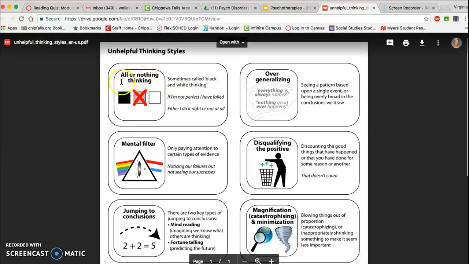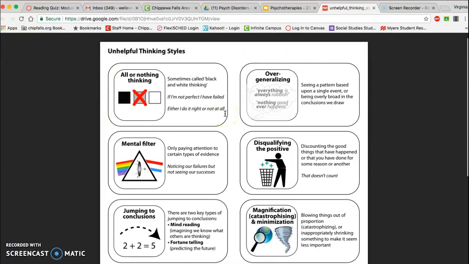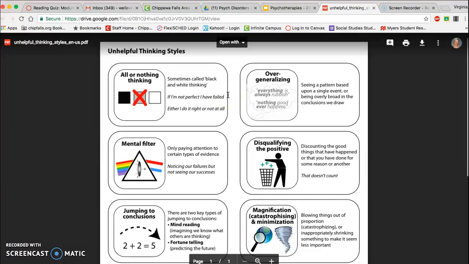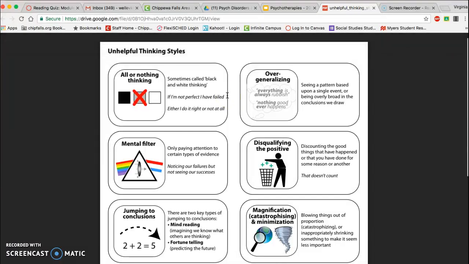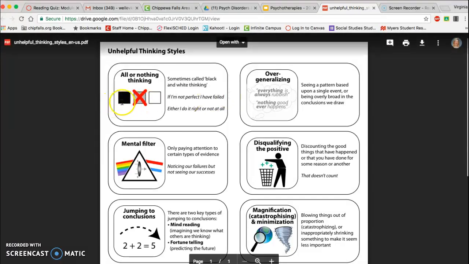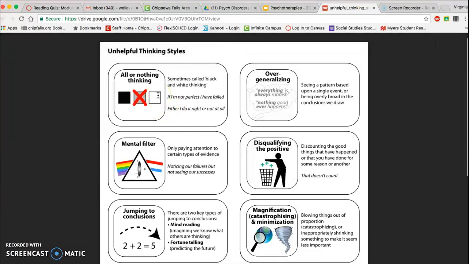Like all or nothing thinking, sometimes referred to as dichotomous thinking, where people think either this thing is true or the exact opposite is true and nothing else in between exists. So believing that I'm not perfect if I have failed ever. Either I'm perfect and I get everything right on a particular test, I get 100%, or if I get some wrong, or if I get a B, then I have failed at life. That's all or nothing thinking.